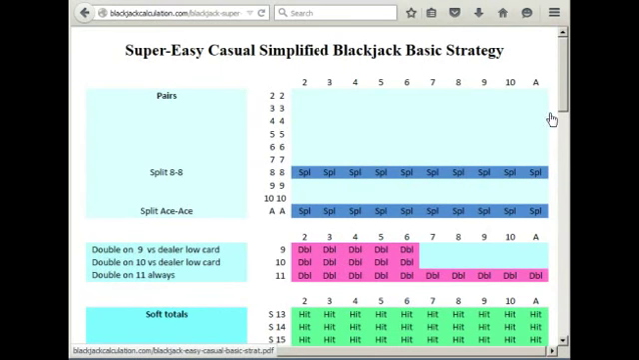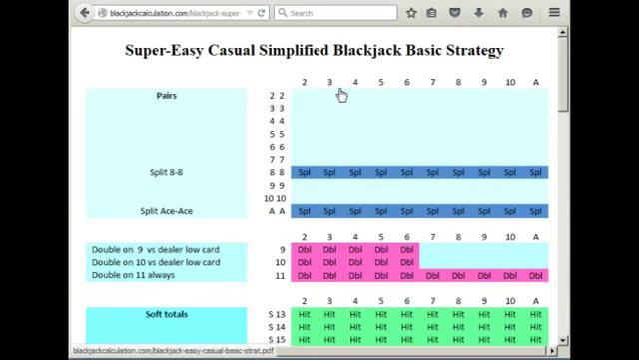This is the strategy chart. Super easy, casual, simplified blackjack basic strategy. The left side shows you the strategy in words, and the right side shows you the strategy graphically. So use whichever side you're more comfortable with. The left side and right side show the same information.